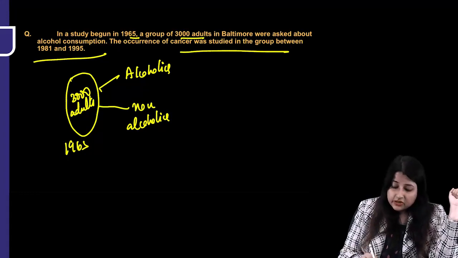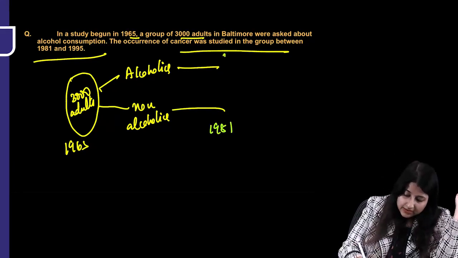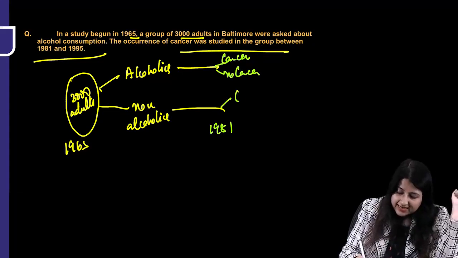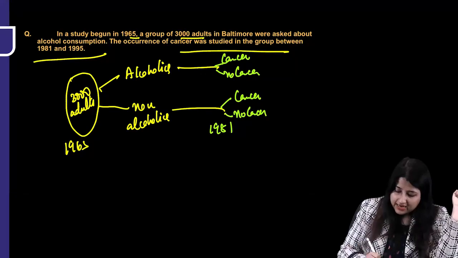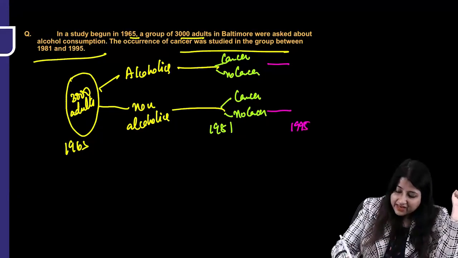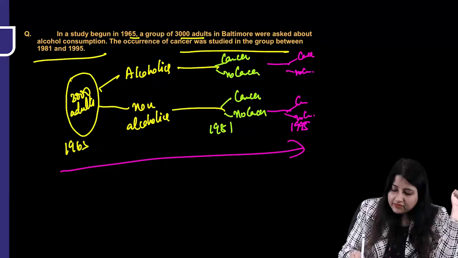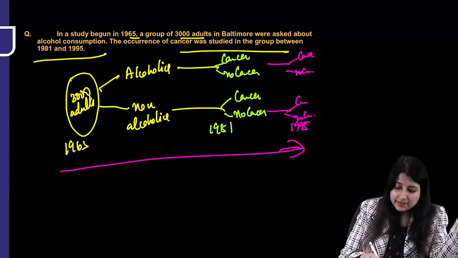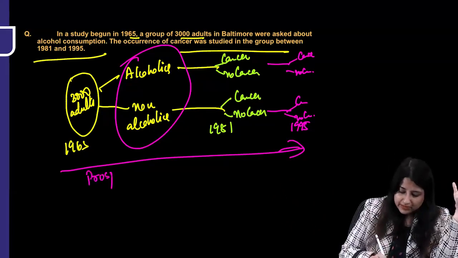Then what are you doing? You're studying the occurrence of cancer in 1981. So cancer in this group, no cancer. Again in 1981 among non-alcoholics, how many suffered from cancer? No cancer. And then you're again asking the occurrence of cancer in 1995. Okay, so you're looking at cancer, no cancer, cancer and no cancer. So it's very obvious that you're moving forward, isn't it? And what are you comparing? Exposed, non-exposed and moving forward. So this is a prospective cohort.